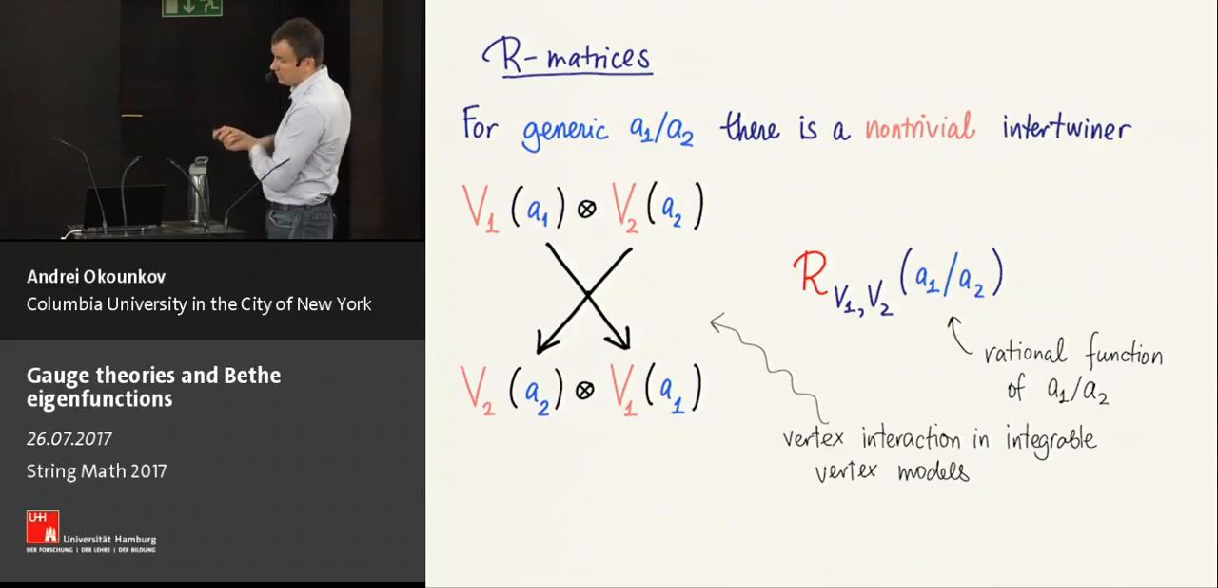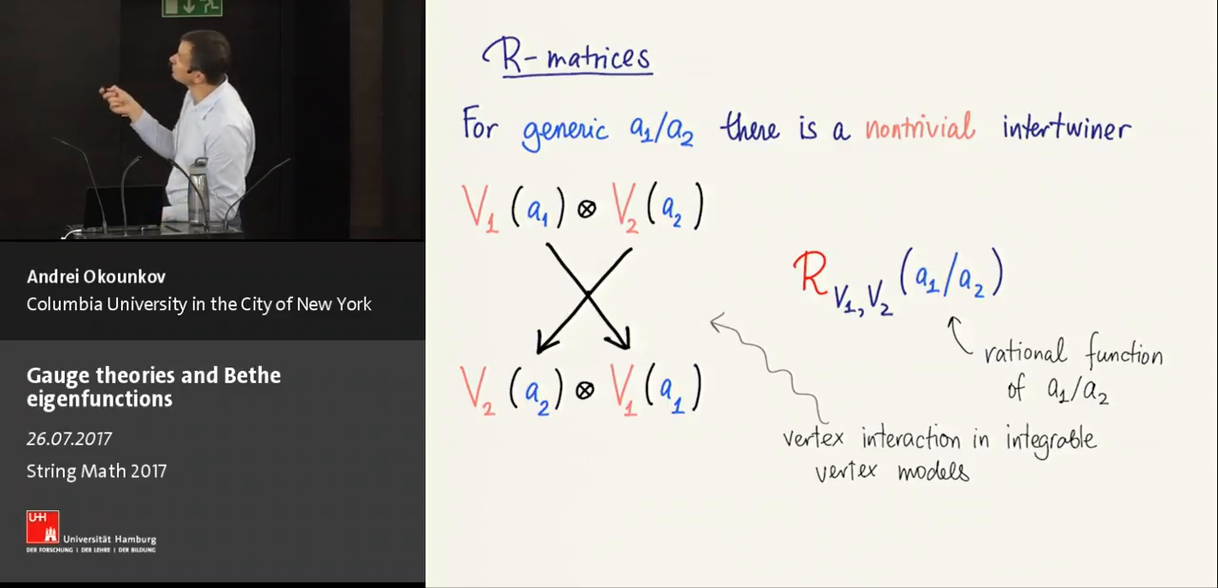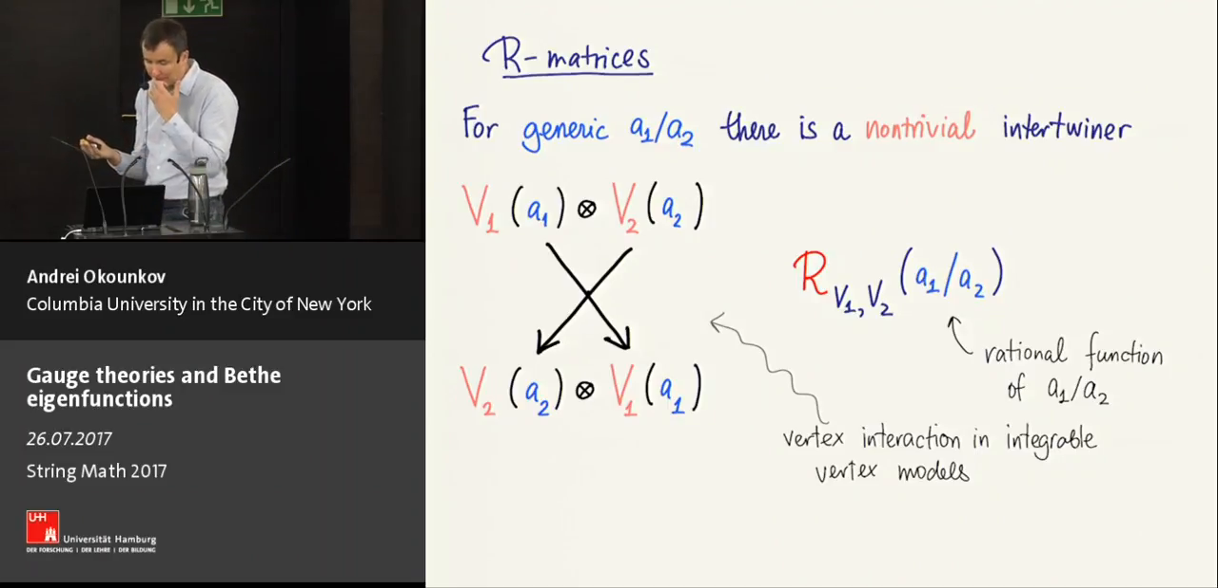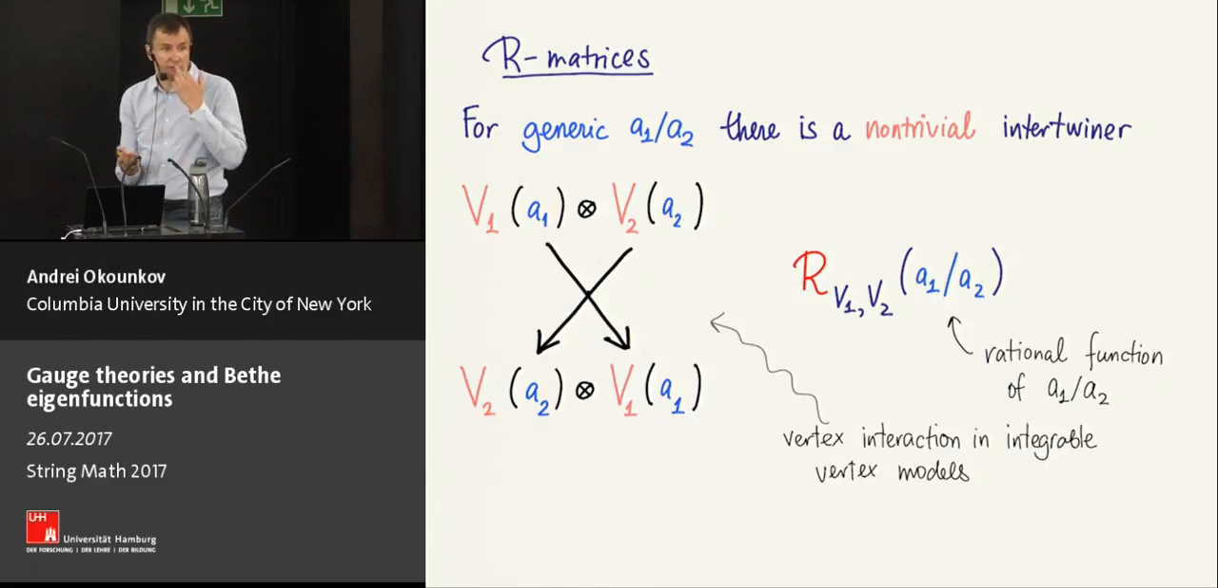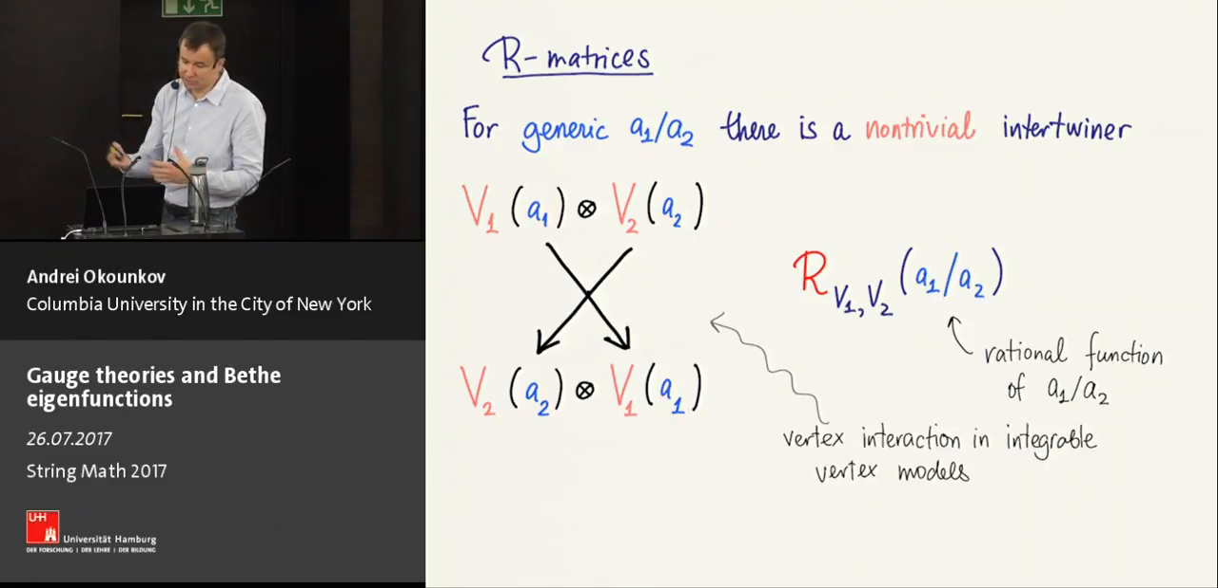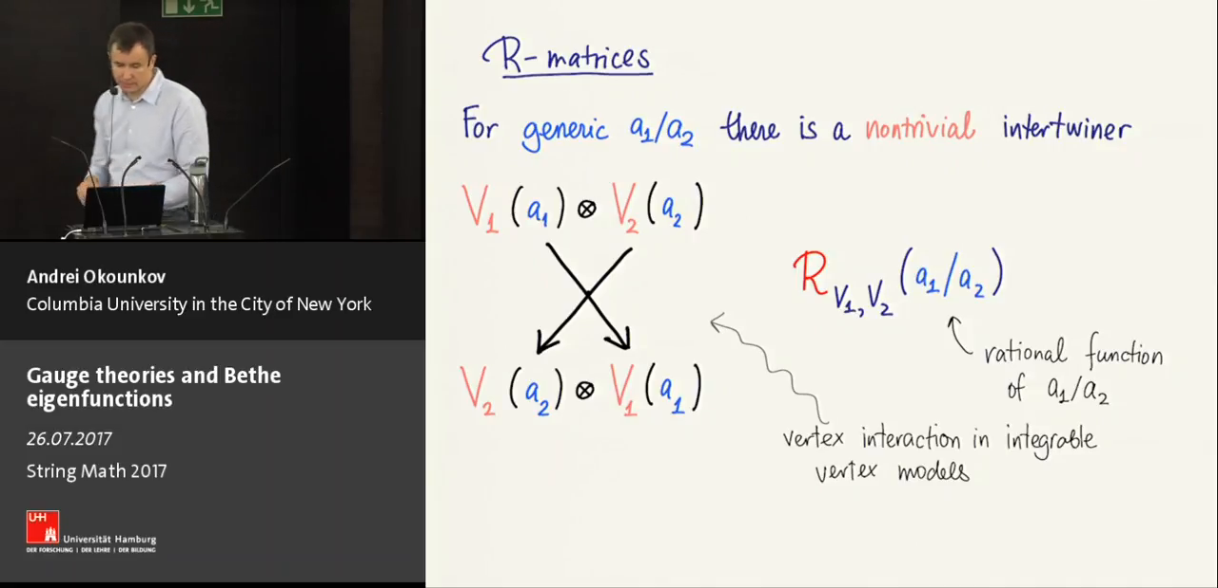And so historically, this object first arose, maybe familiar to you, in the context of vertex models in statistical mechanics, in 2D statistical mechanics. And there, in the vertex model, you have some degrees of freedom labeled by V1 or V2 living on edges of a graph, and there is an interaction term at a vertex, which is some four-valent tensor. This is called the R matrix.